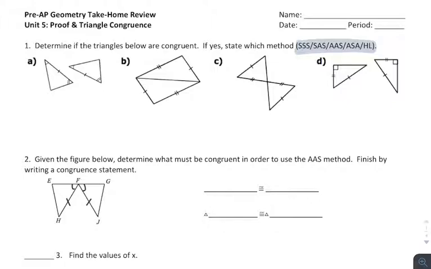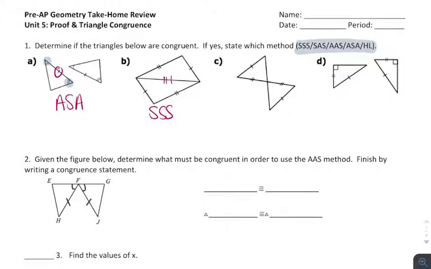So if we look at our first one, we have an angle and an angle, and a side in between. So this one is angle, side, angle. If we look at our next one, we have 2 pairs of congruent sides, and then we have that third side in the middle that has that reflexive property. So that one is side, side, side.